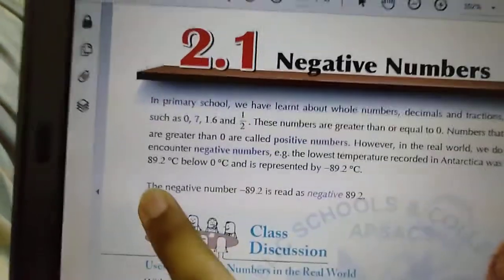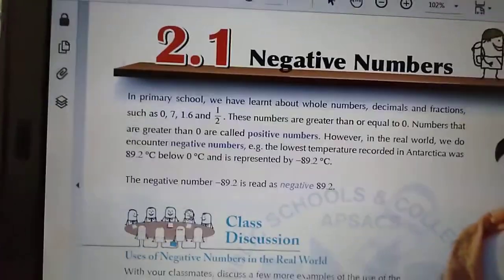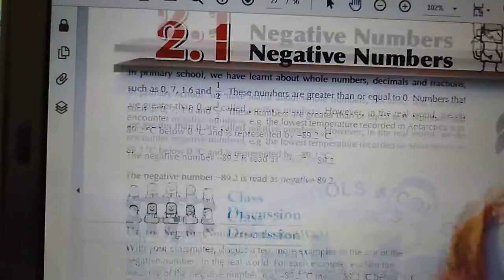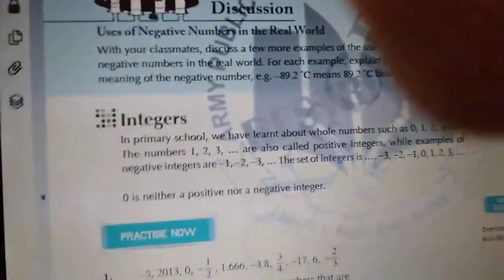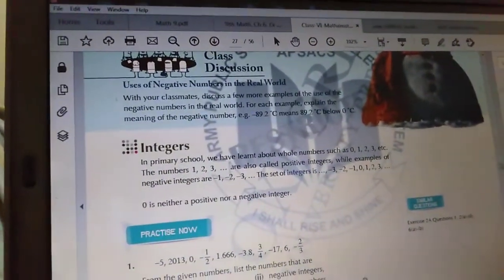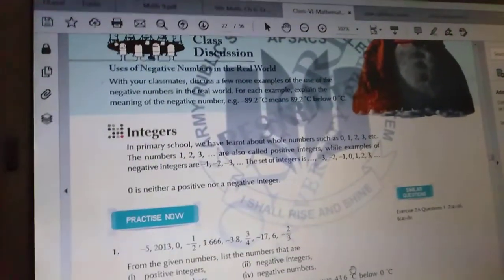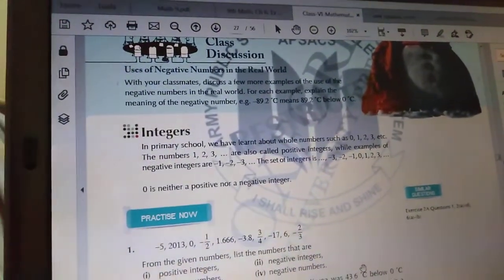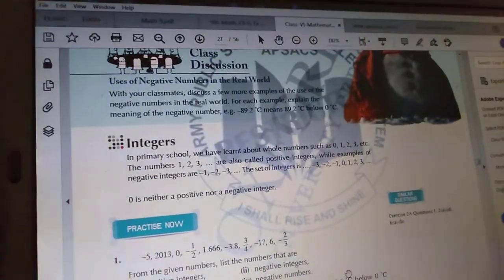As you can read, the negative number minus 89.2 is read as negative 89.2. Then next, what are integers? In primary schools we have learned about whole numbers such as 0, 1, 2, 3, etc. So when we add the positive and negative sign with these whole numbers, we will call them integers.